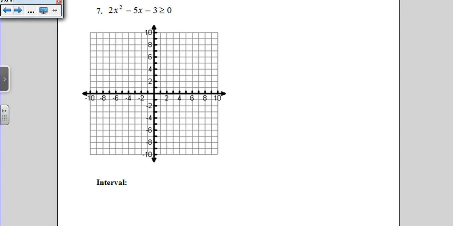Okay, our next parabola, I'm going to factor it again to find my 2 x-intercepts, because that's going to be the point where our interval begins and ends. So let's see, we have a 2x and an x, and how about we do a minus 3 and a plus 1. Let's see, that should work. It'll give us a negative 6 and a plus 1. So my 2 x-intercepts are at negative 1/2 and positive 3. So positive 3 and negative 1/2.